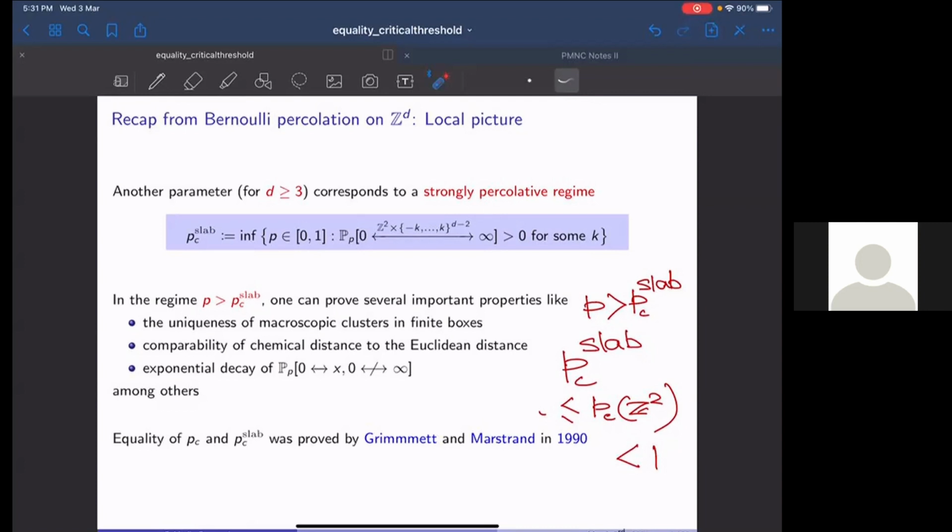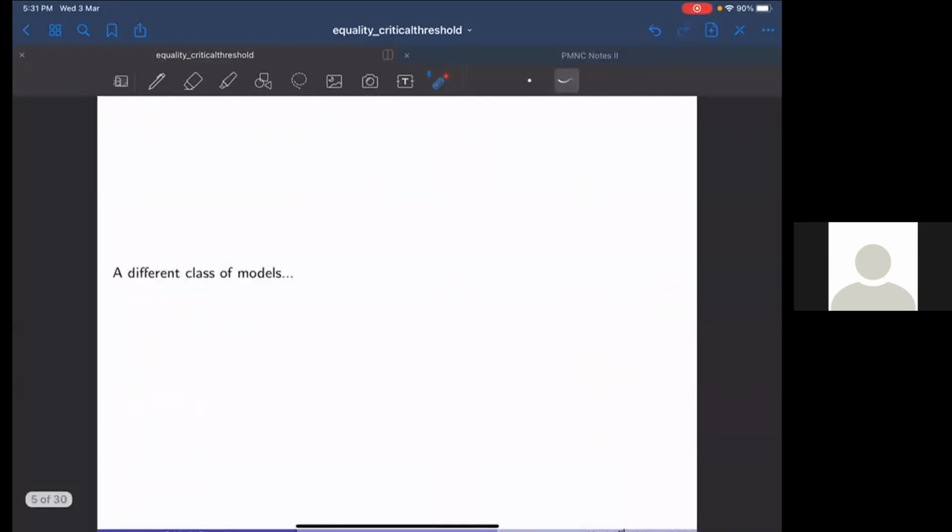Other than that, just before our work, for the model I'll describe soon, this is not known. Good, so that's kind of the background. Now, in the next few slides, we'll pose the same questions for a different class of models. So what is this new class of models?